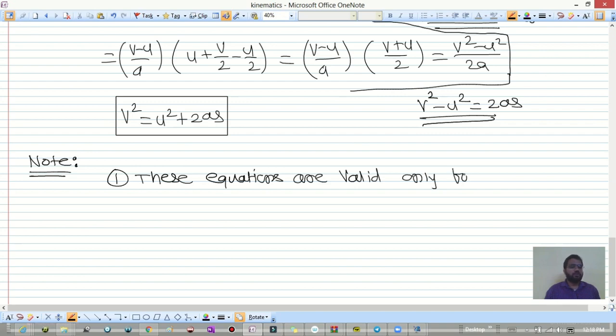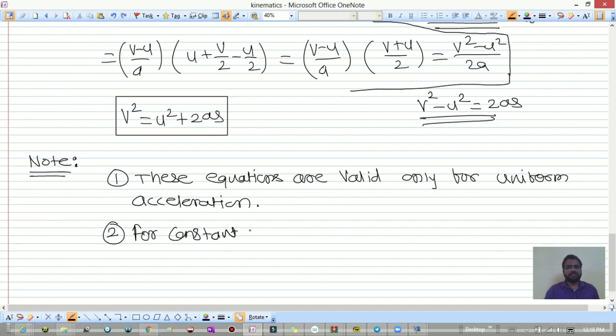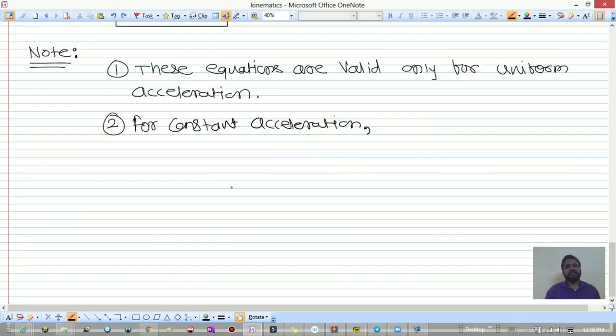only for uniform acceleration. Uniform acceleration means what? Constant acceleration. Okay, uniform acceleration. Second one, for uniform acceleration, for constant acceleration, you can have the average velocity as the total displacement by total time.